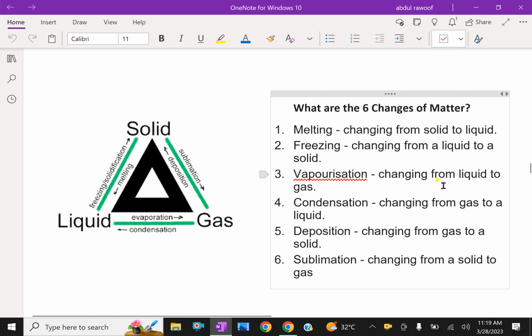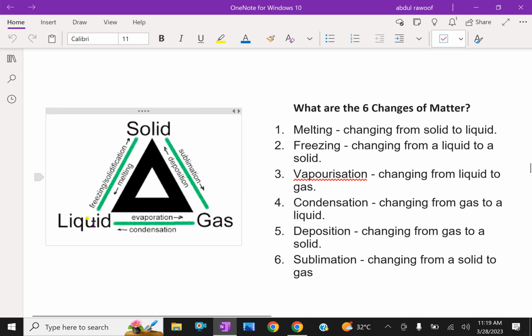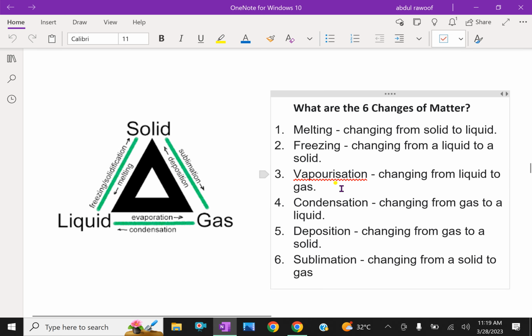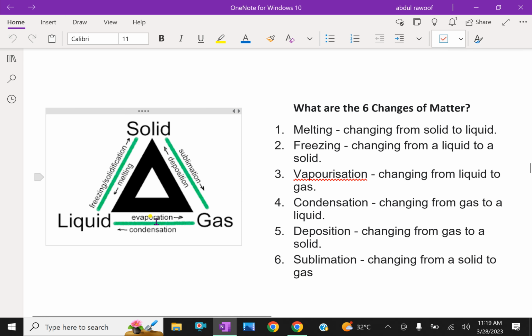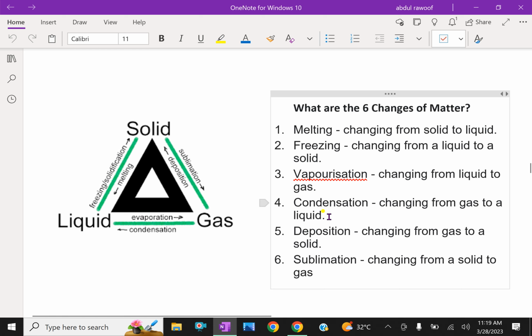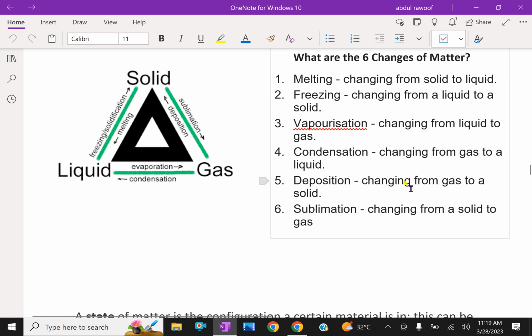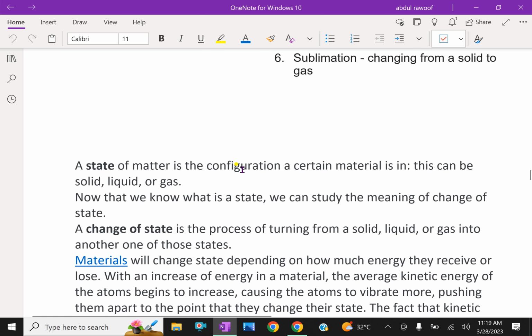Vaporization, changing from liquid to gas. Here is vaporization, and condensation is changing from gas to a liquid. This side, condensation. Deposition, changing from gas to a solid. This deposition. And sublimation is changing from a solid to gas. This sublimation. Let us discuss further detail about these things.